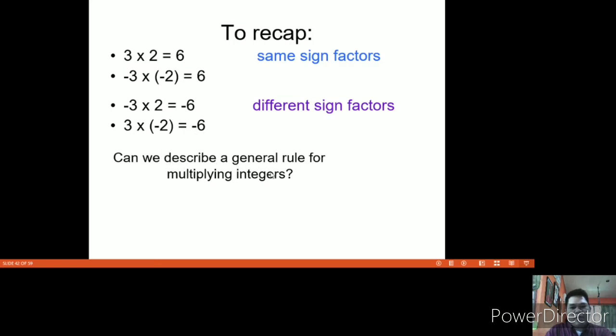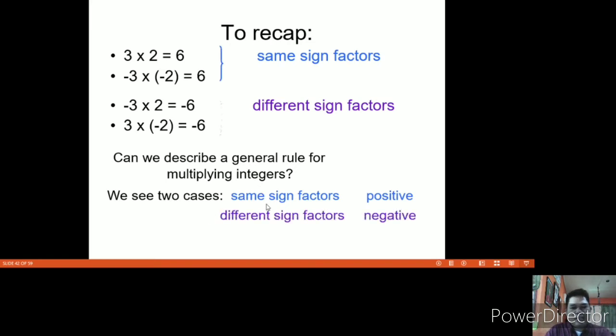Can we describe a general rule for multiplying integers? We see two cases. Same sign factors: when you multiply, if they have the same sign, the answer is positive. If they have different sign factors, the answer is negative.